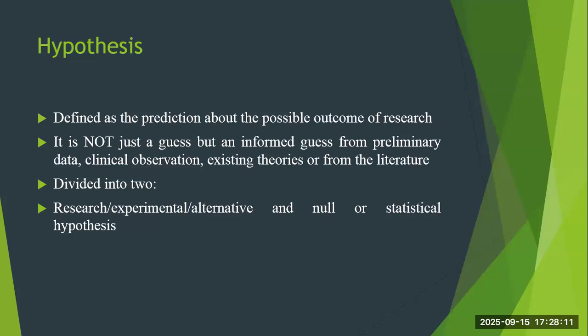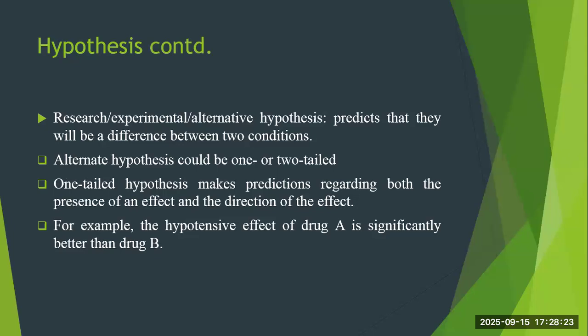But basically, where we need you to hypothesize is experimental research, at least quasi-experimental research. But of course, you can also use it in other places, especially when you're testing associations or relationships between two variables. So your research hypothesis predicts that there will, of course, be a difference between two conditions. This is called the alternate hypothesis. And this alternate hypothesis could be one or two-tailed.